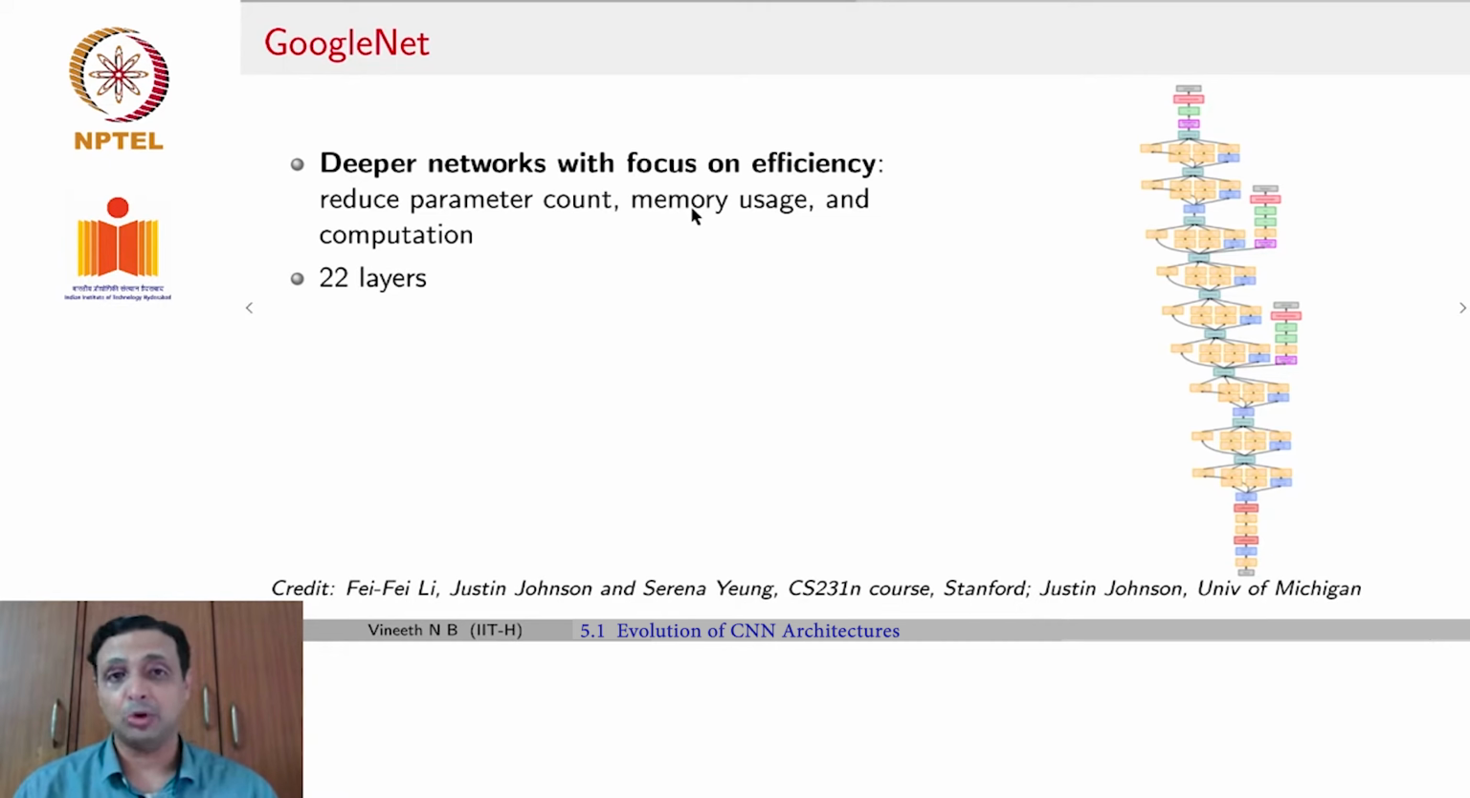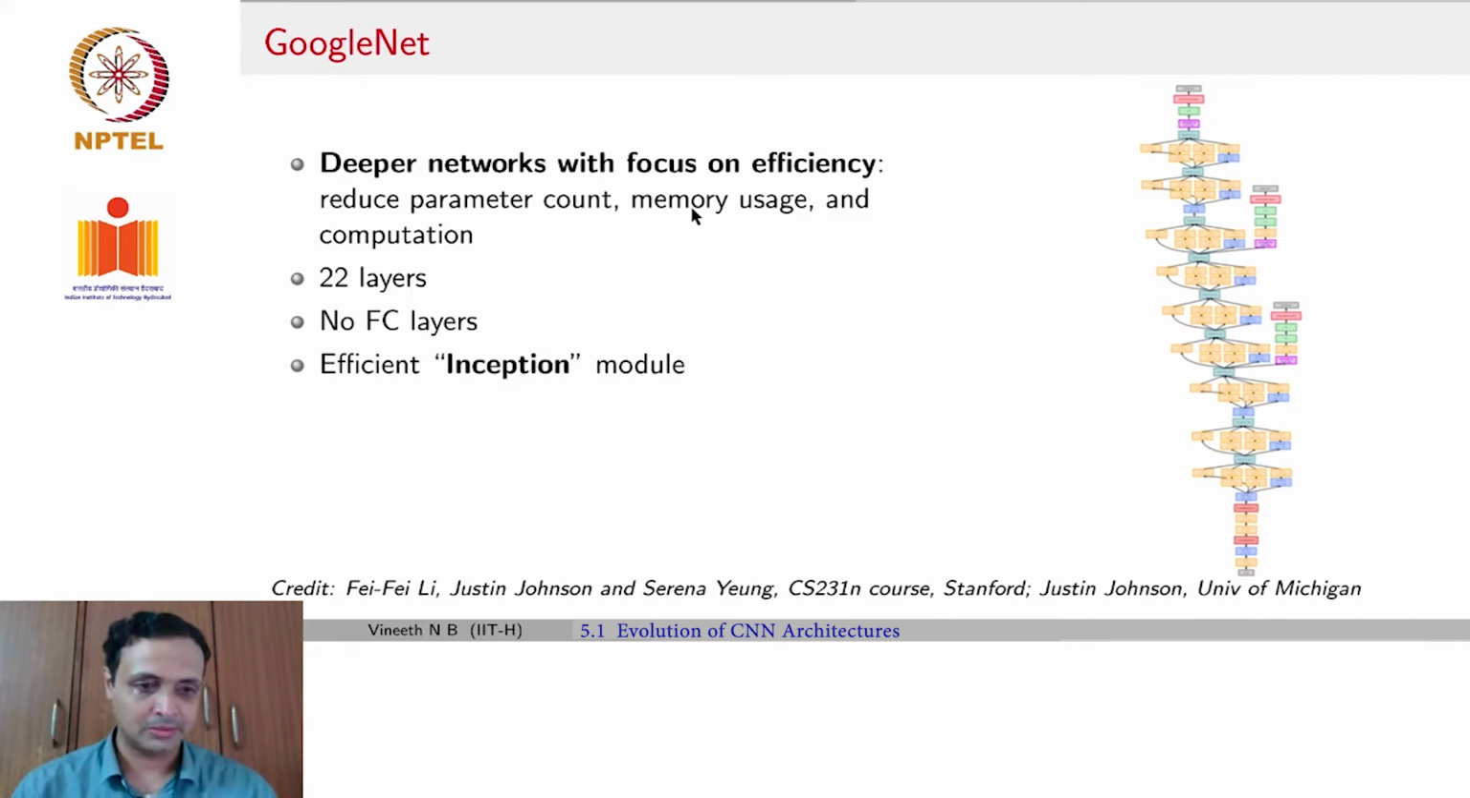They had up to 22 layers in the network. Remember, VGG went up to 19. So the GoogLeNet went to 22 layers. So the networks were getting deeper each year. They did not have any FC layers. How did that help? Recall that FC layers had the maximum number of parameters for both AlexNet and VGGNet. So by getting rid of FC layers, they reduced the number of parameters.